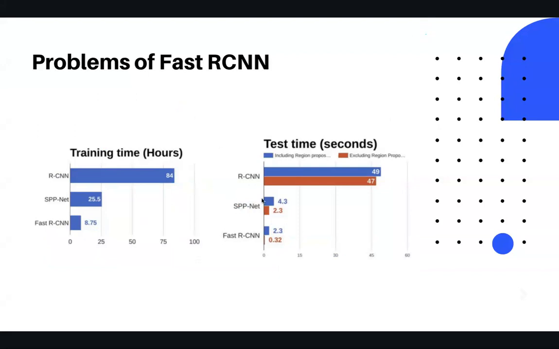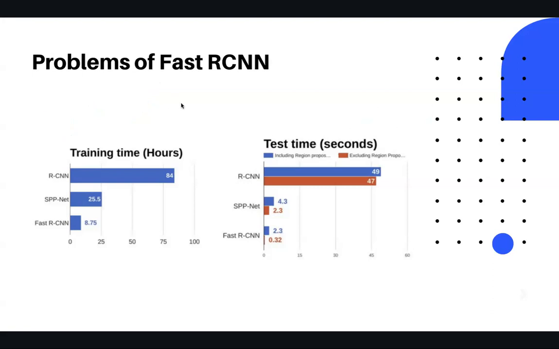Now there is another problem. Previously, the 2000 passes through the CNN was taking the biggest amount of time, right? That was the most time-consuming part of our architecture. Now, the biggest time-consuming part is the actual selective search algorithm.